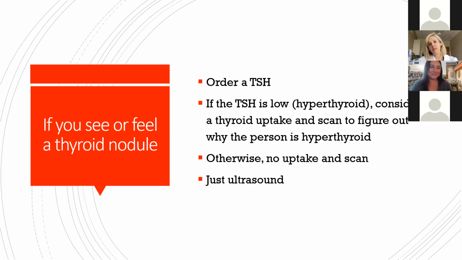If you see or you feel a thyroid nodule on your exam, I would first order a TSH. You can do it at the same time that you order an ultrasound. That way you get both. But if the TSH is low, then you're going to want to do some additional testing before you decide, does that nodule need to be biopsied or not? Sometimes the person will have a low TSH and it's because they have a hot nodule, or the nodule itself is making too much hormone, but the rest of the tissue is working just right.